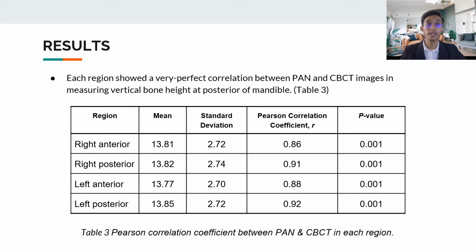To assess the relationship between panoramic and CBCT images in measuring vertical bone height at the posterior of the mandible, a Pearson correlation coefficient was computed, and the results demonstrated a very strong correlation between the 2 imaging modalities at each region, with the R value ranging between 0.86 to 0.92 with p-value less than 0.001.